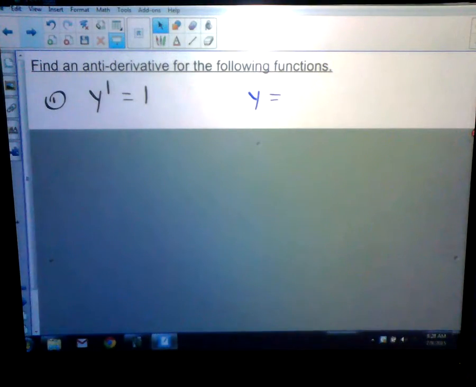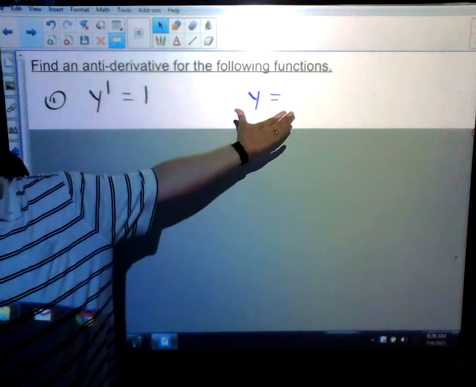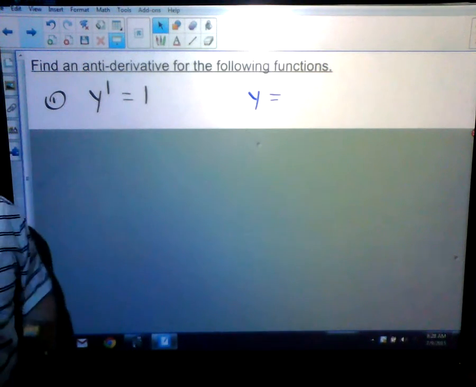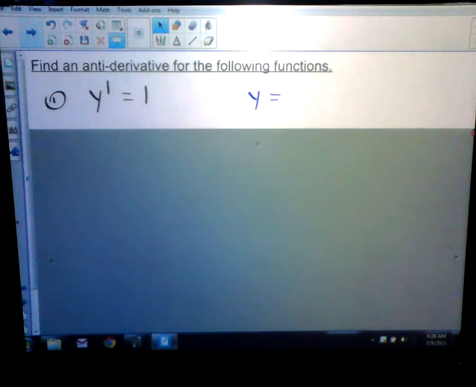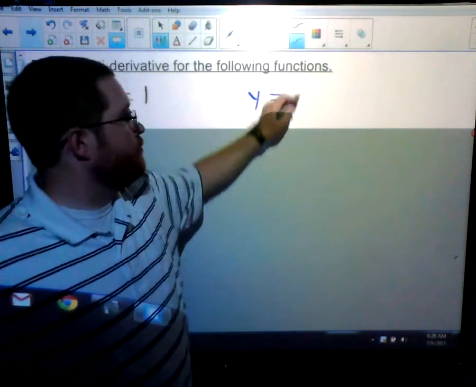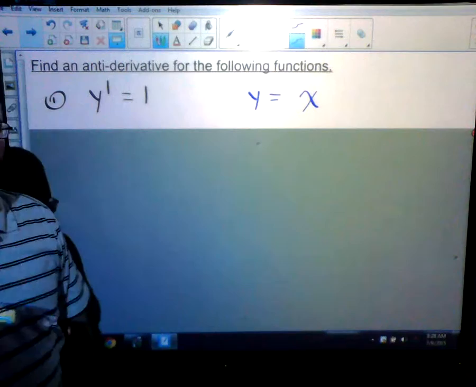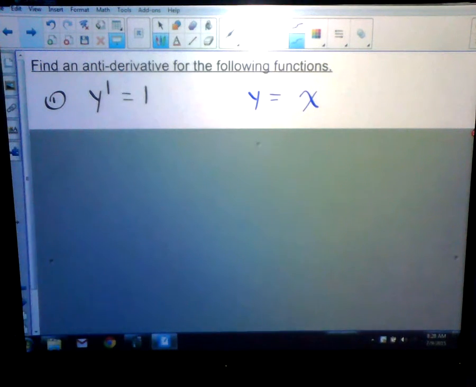If I told you that y prime is equal to 1, and I want to know what function has a derivative of 1. Well, what function has a derivative of 1? x. Because what's the derivative of x? It's just 1.